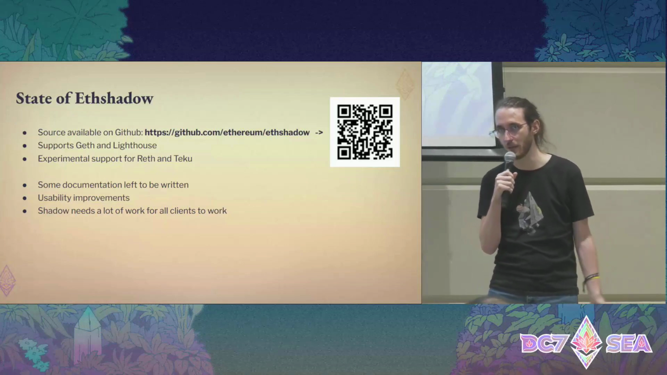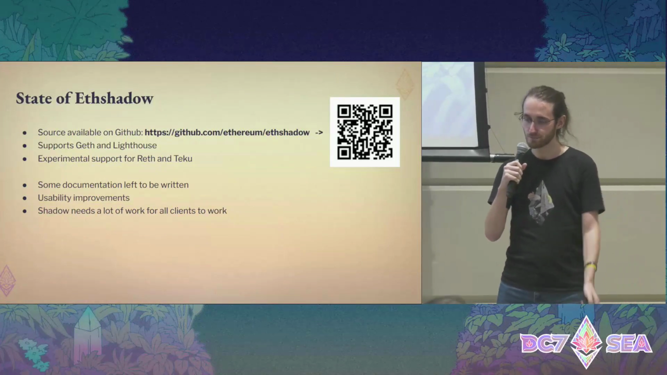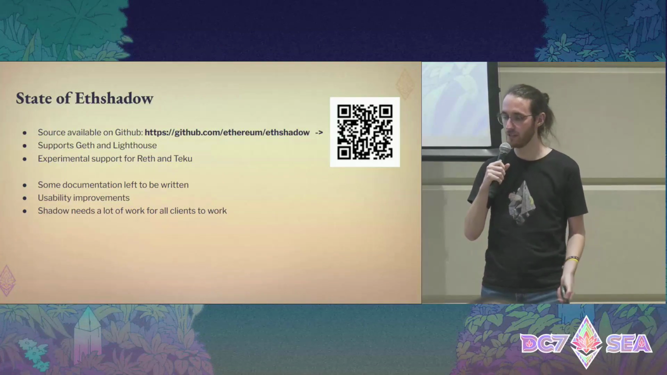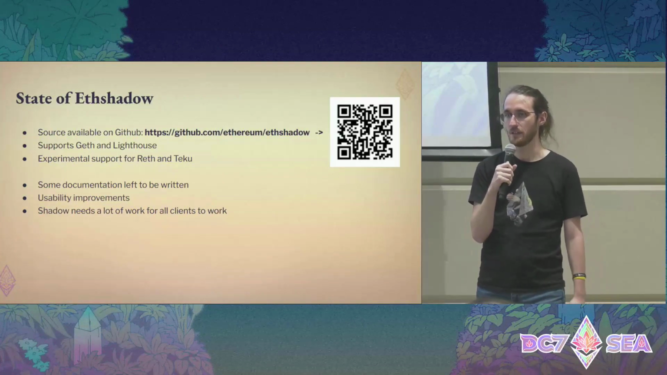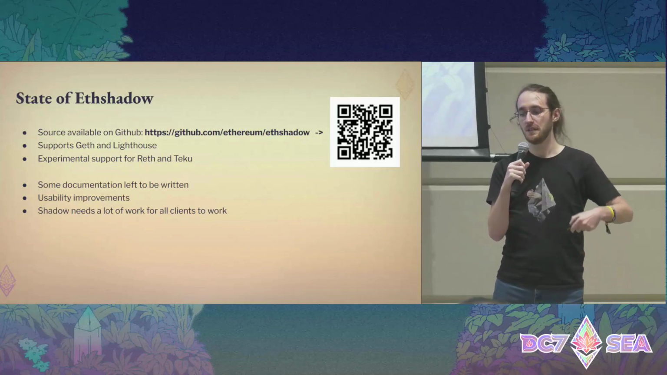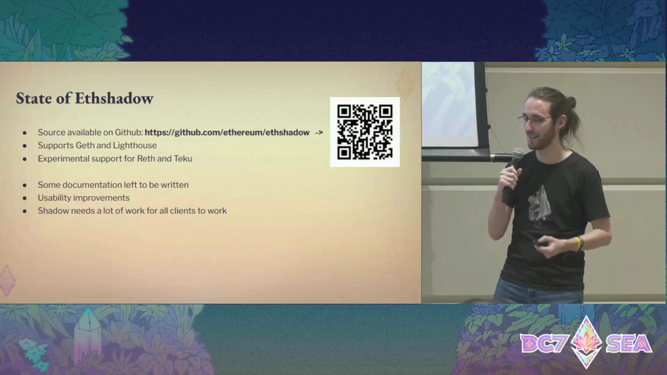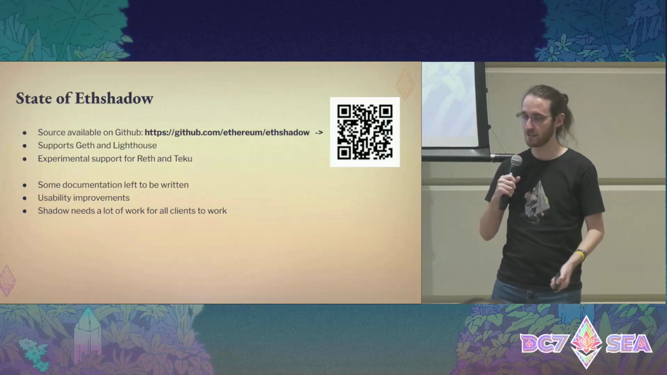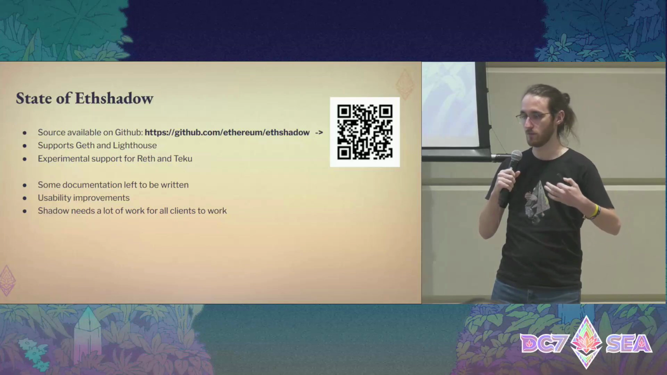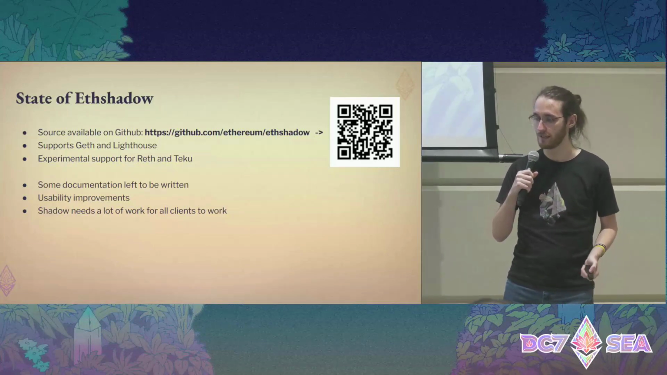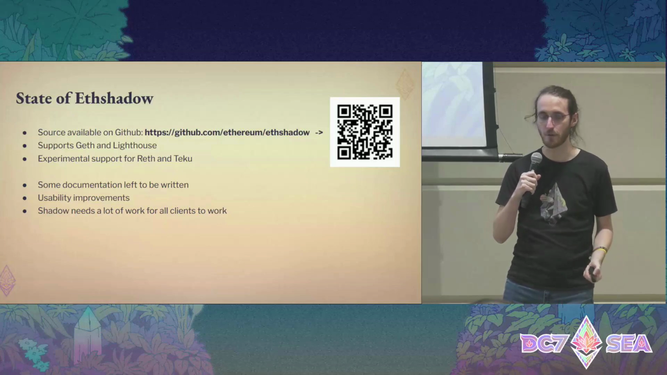Right now, there's first-class support for Geth and Lighthouse, and there is some experimental support for Reth and Teku. There is some documentation left to be written. For basic use cases, there's good documentation already, so you can check it out. And I think in some cases, usability can be improved. The hard part is that Shadow needs a lot of work for all clients to work in Shadow. The reason for that is rather technical. Basically, we need support for more Linux system calls in Shadow. And this is a lot of effort.